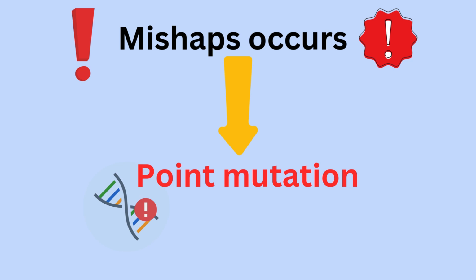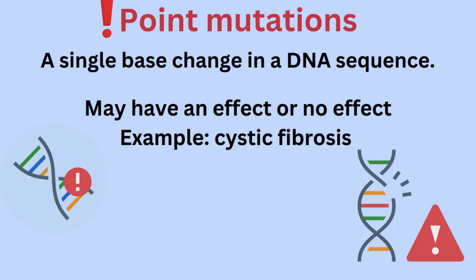A point mutation is when a base changes. It's just a single base, either added, deleted, or changed. Sometimes it has an effect, sometimes it doesn't. Sometimes the codon which is changed can still code for the same amino acid which the ribosome wants to produce. While sometimes when that base is changed, it codes for a different amino acid, and then it messes up the proteins, because amino acids are the building blocks of proteins.